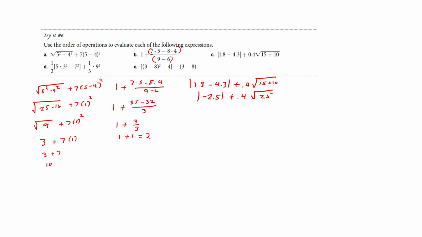Now these are grouping symbols and they're not finished, so I'm going to now take the magical power of absolute values, makes that 2.5, and I'm going to take the square root of 25, which is 5. Now this is multiplication, so I'm going to do that. It gives me 20. Put those together, I get 22.5. Okay, I'm going to hope I can squeeze in D over here.